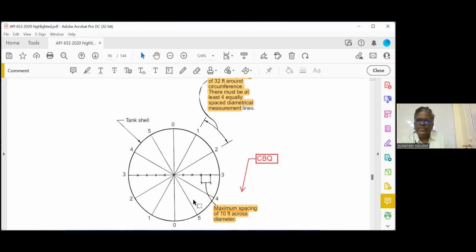Every 10 feet, for 60 feet there will be 6 readings in one line. Total we are making 4 lines. 4 into 6, it will be 24. That's all.